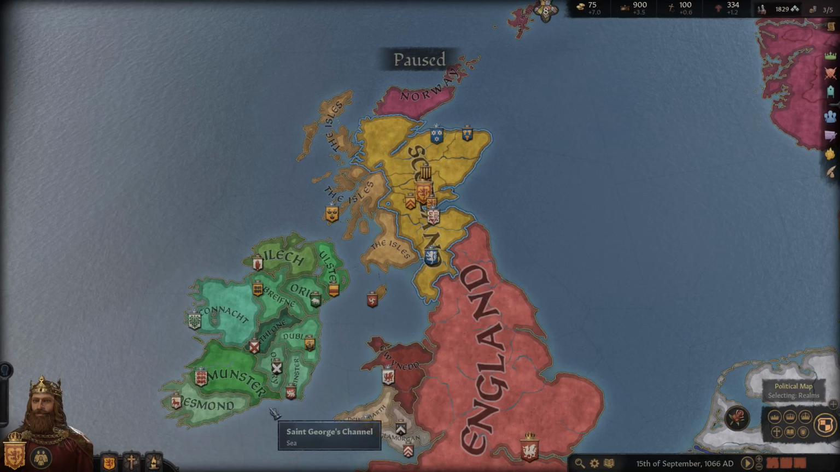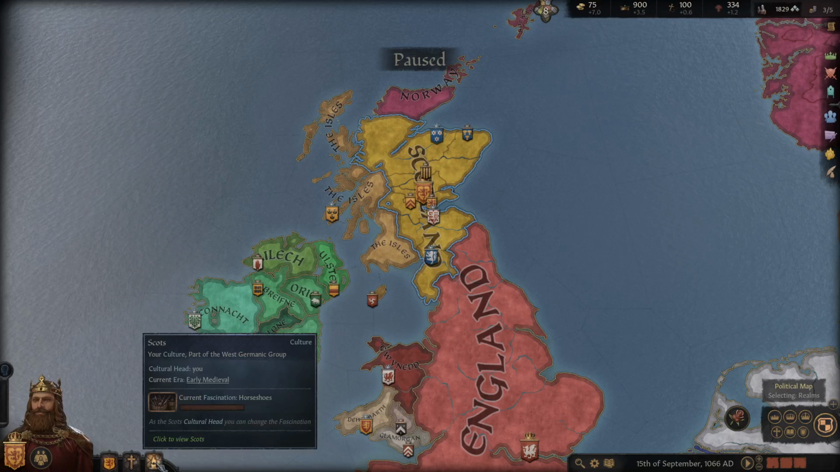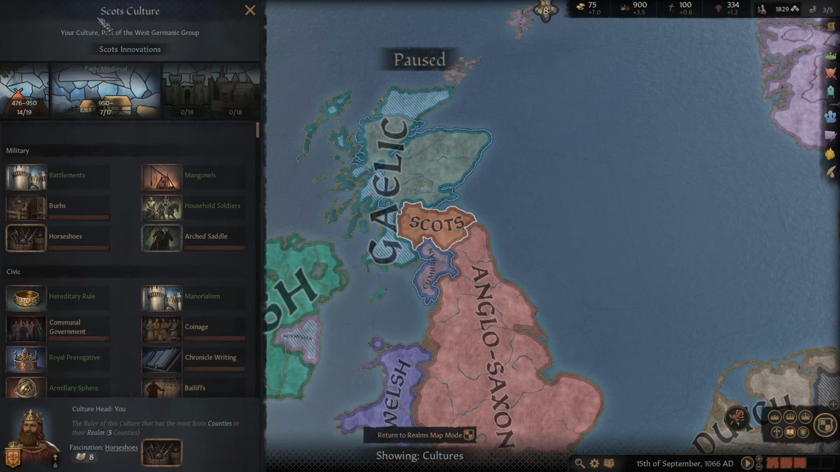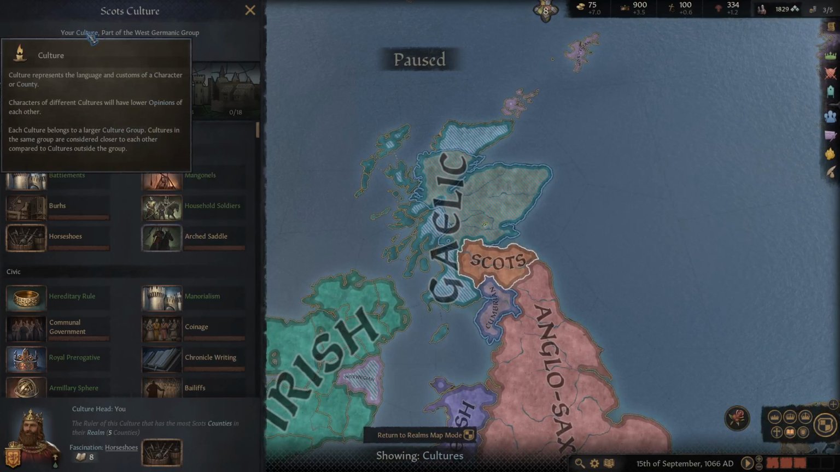So something I forgot to talk about in the last episode is the culture. We are Scottish culture. What culture means in this game is the language and customs of a character or county. I am personally Scottish. Characters of different cultures will have lower opinions of each other. Each culture belongs to a larger culture group, and cultures in the same group are considered closer to each other compared to cultures outside the group.